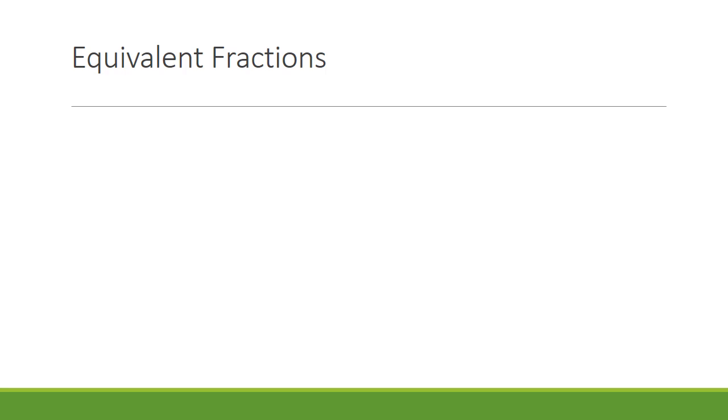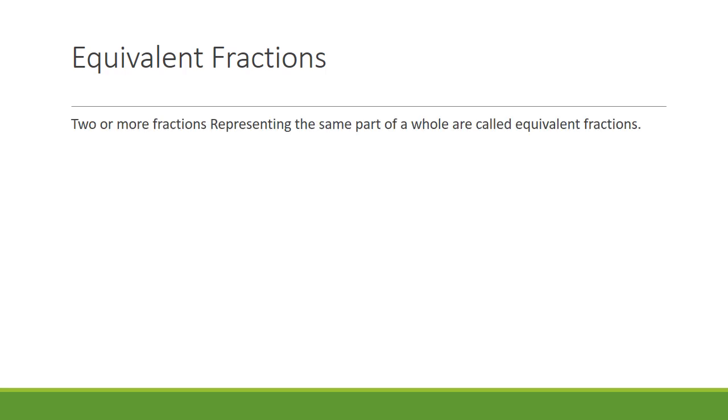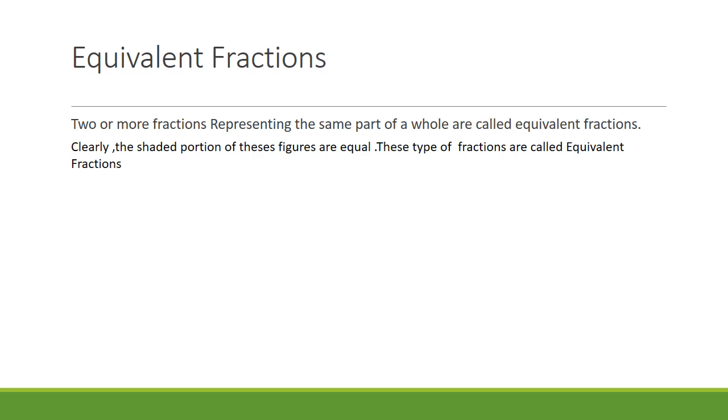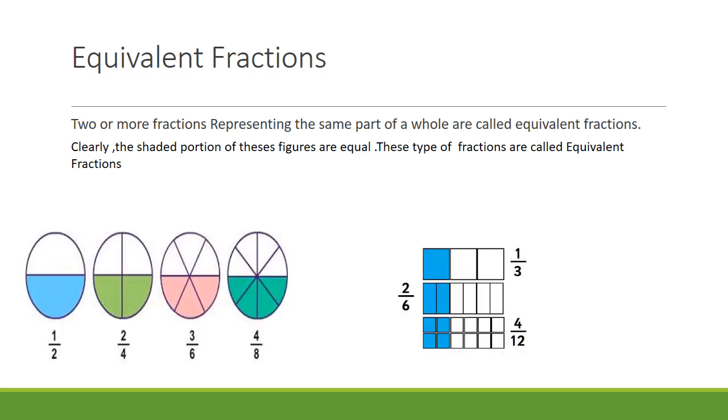Next comes equivalent fractions. Two or more fractions representing the same part of a whole are called equivalent fractions. Clearly, the shaded portions of these figures are equal, but their fractional representations are different. This is because they have been divided into different parts with their respective denominators. Like the first one is divided into 2 parts, the second is divided into 4 parts, the third is divided into 6 parts, and the fourth is divided into 8 parts. These fractions are called equivalent fractions.